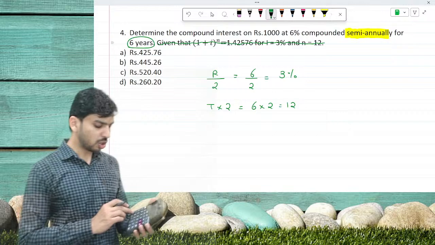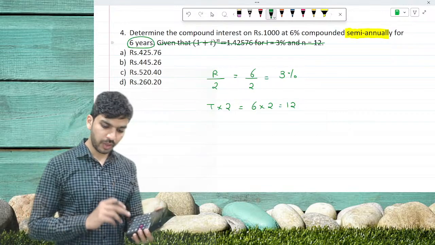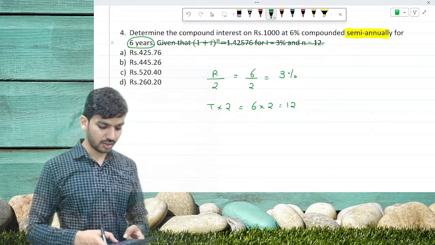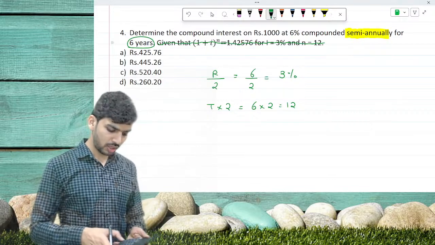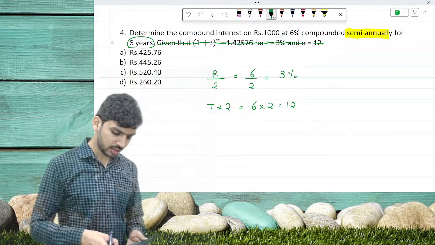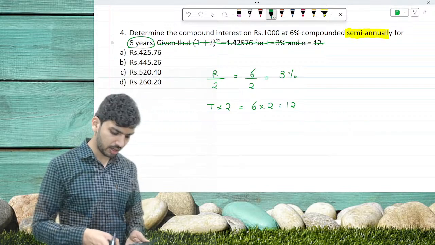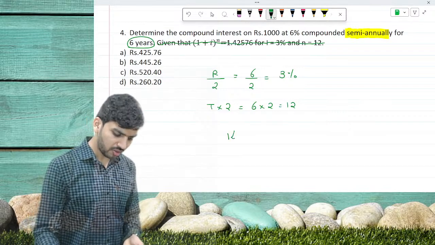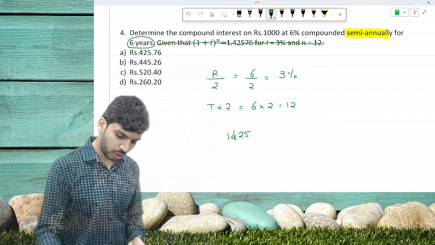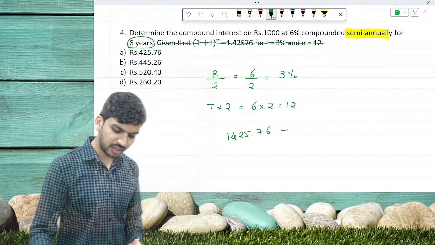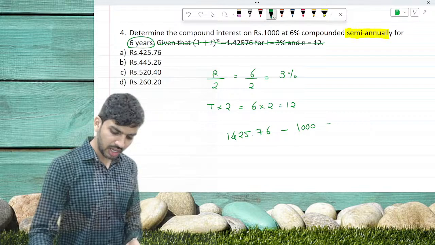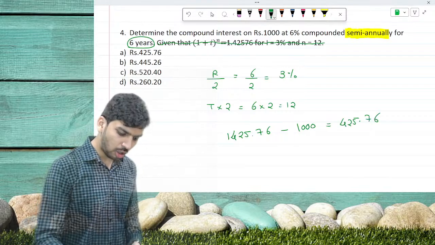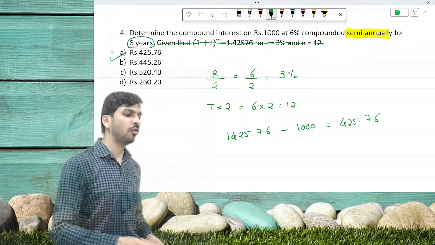So at 1000 rupees, that means 1000 plus 3%. We have to do this for 12 times. Plus 3%, 2, 3, 4, 5, 6, 7, 8, 9, 10, 11, 12. It comes out to be 1425.76. Subtract the principal amount, you will get 425.76. Option A is your answer.